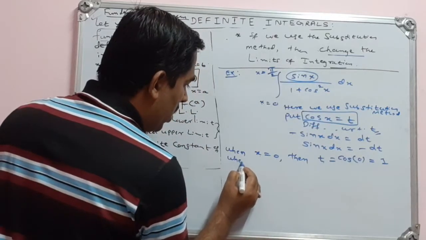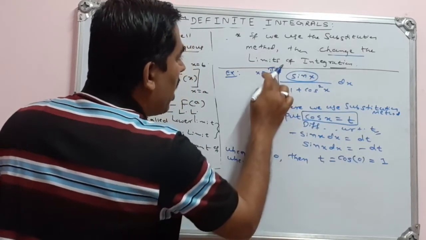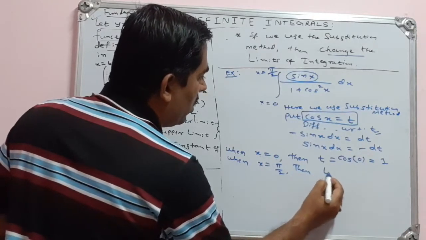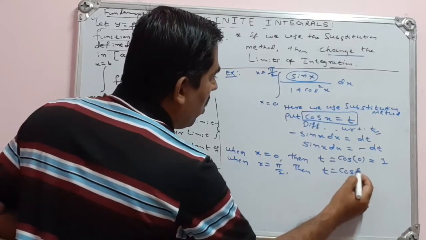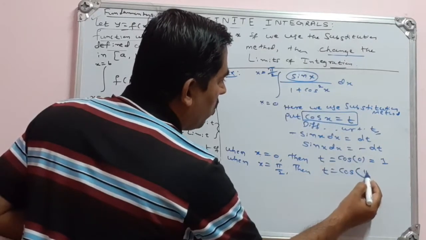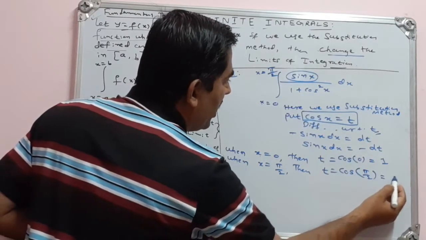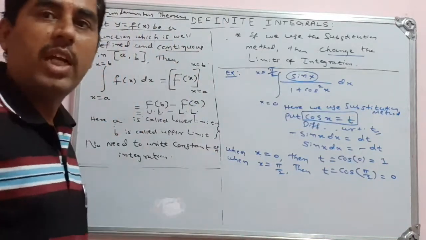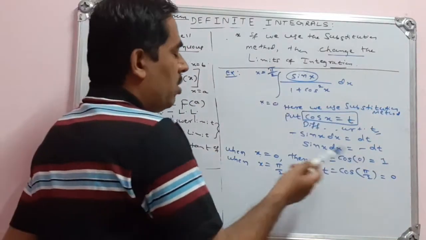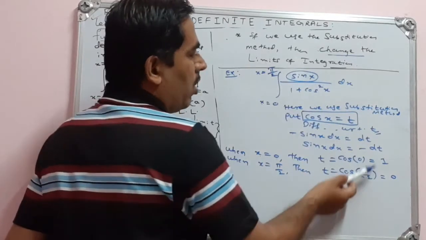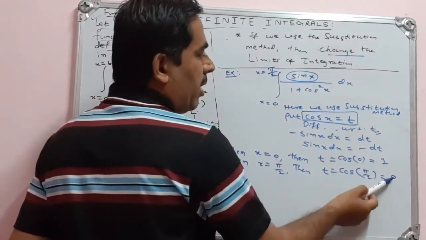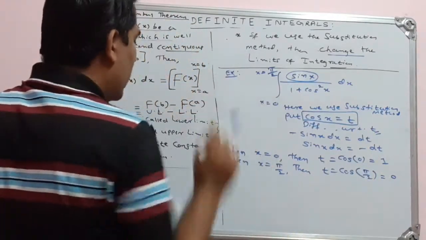Then when x is equal to the upper limit, pi by 2, t will be cos x, so substituting pi by 2, cos 90. The value of cos 90 is 0. This is the meaning of changing the limits. So when x is equal to 0, t becomes 1. When x is equal to pi by 2, t becomes 0. Now my integral changes.